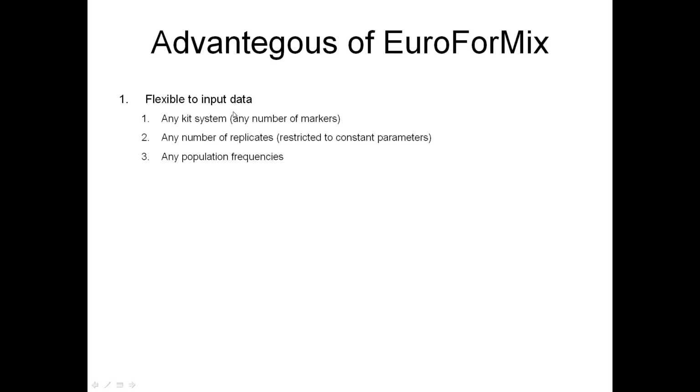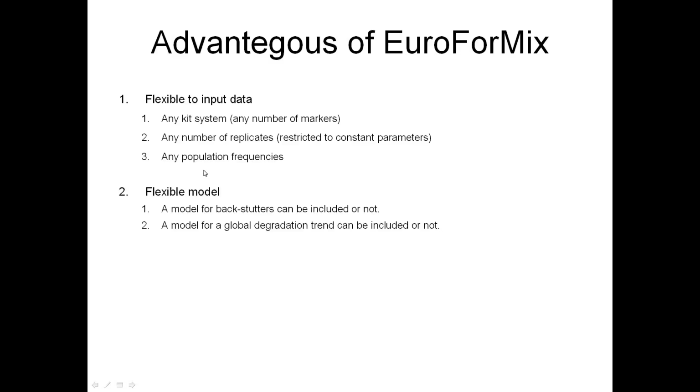And as for conclusion, the advantages of EuroForMix is that it is flexible to the input data, so it can use any kit system and any number of markers, for instance SNPs as well. It can handle any number of replicates. However, it is restricted to be constant parameters across all replicates and also any population frequencies. And it's a flexible model. It contains a model for backward stutters, and this can be turned off or turned on. And it also includes a model for global degradation trend, which also can be turned off or turned on.